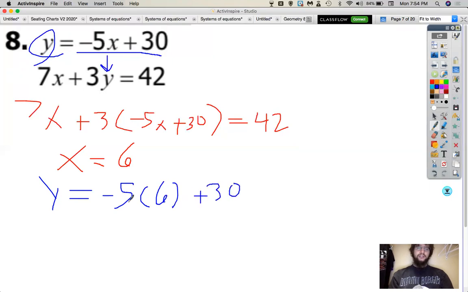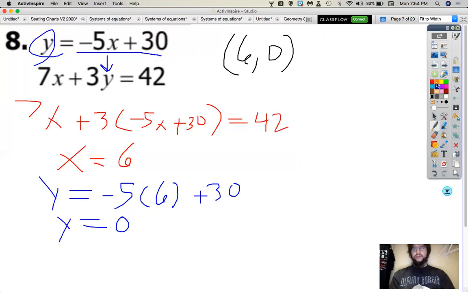Use a calculator because your arithmetic's not so great. You get 0 for y. So my answer is the ordered pair, 6, 0. That's an ordered pair. It's not a number notation. Don't get them confused. You have to use context clues. We're solving a system here, not finding a domain or something.